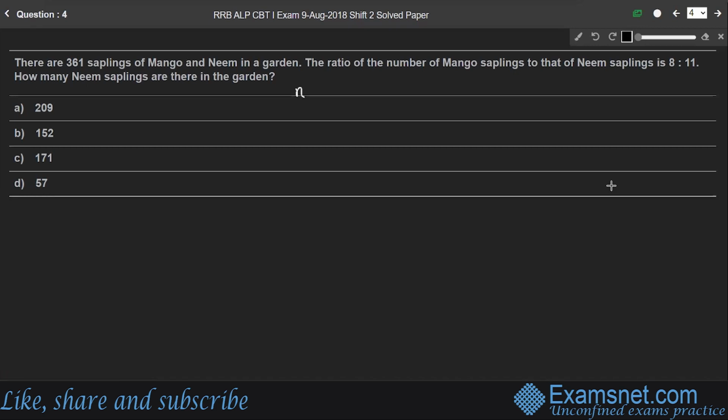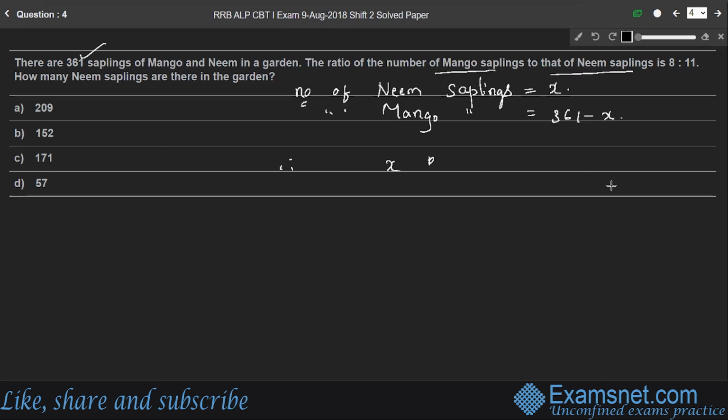So the number of neem saplings is X. Therefore, the number of mango saplings, out of the total number of saplings which are 361, is 361 minus X, right? Here it is given that the ratio of the number of mango saplings to that of neem saplings is 8:11. So we'll consider their ratio, right? So mango saplings by neem saplings is equal to 8/11.